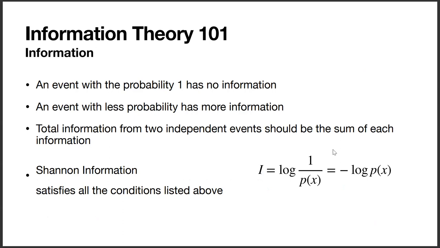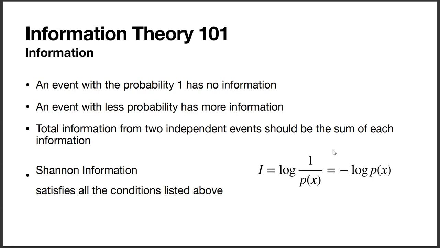So first, we need to define information. As you know very well, an event with probability 1 has no information because we know that it happens for sure. And an event with less probability has more information because it is less likely. If it happens, then it's really a big event. The total information from two independent events should be the sum of each information. This is an extra condition that we require for information to be defined. And therefore, I would define the information as one over probability.